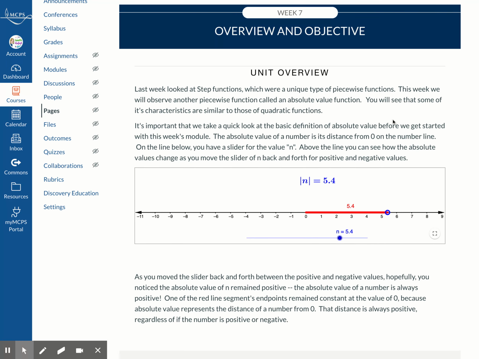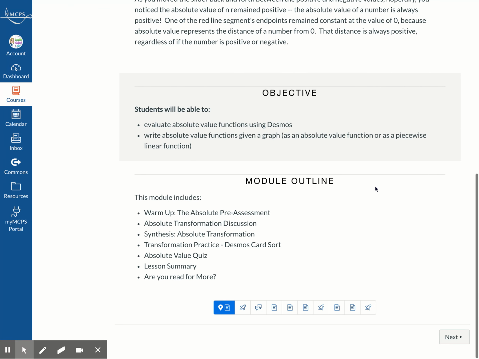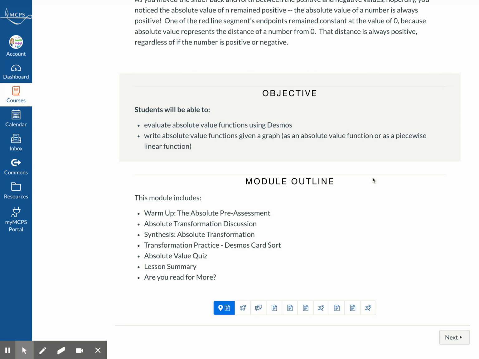Students are able to make connections to previously learned content, such as step functions. Additionally, this page also reviews the definition of absolute values and provides students with a visual to clarify the meaning of absolute value. Lastly, this page provides students with the objective as well as the module outline.